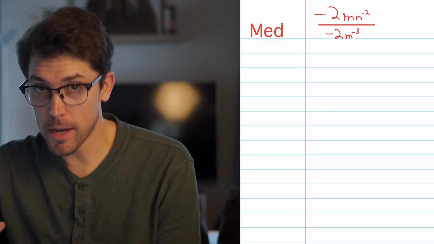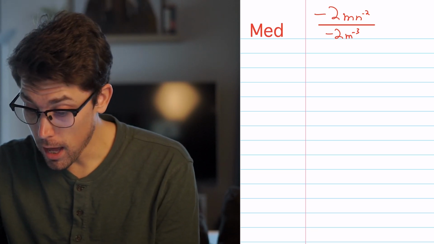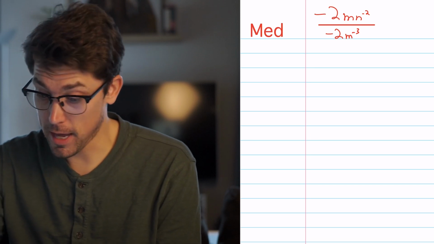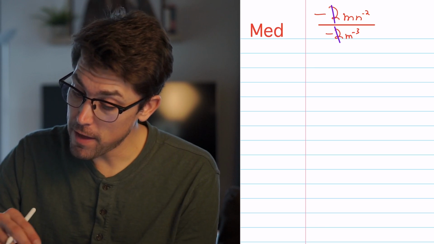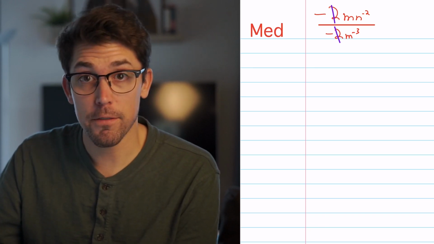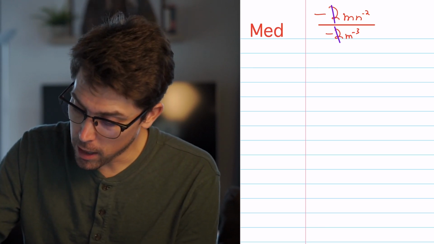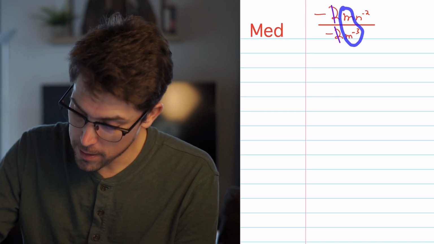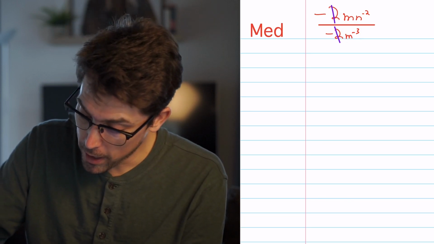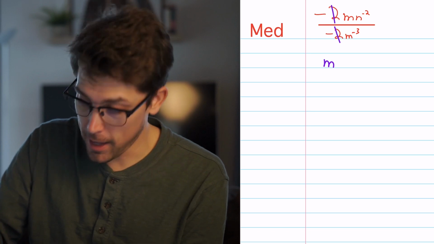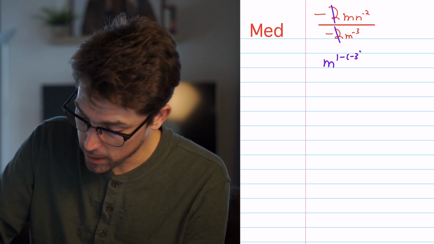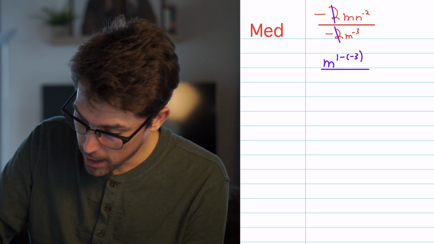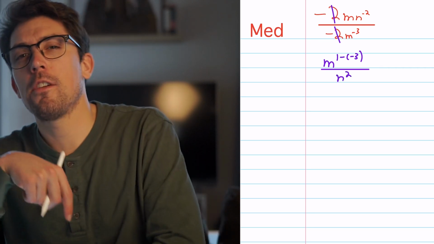So anything divided by itself is positive 1. And that's going to cancel that out entirely. So negative 2 and negative 2, those are gone. So now I have mn to the negative 2, then m to the negative 3. The only thing I have in common here is m and then m to the negative 3. So I can rewrite this as the one base, m, to the power of 1 minus negative 3 all over n squared. So why did I do what I just did?